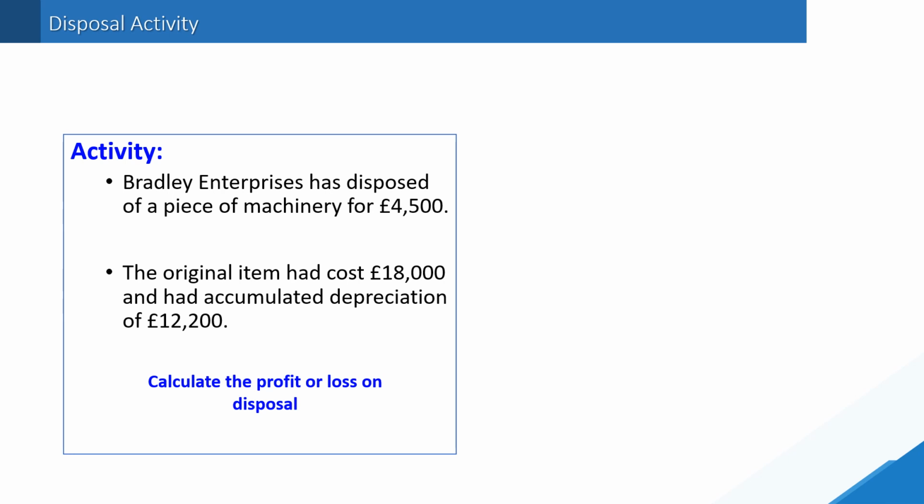And to do that, we'll follow the process that we saw on the previous slide. So we will look at the cost of the original item. We will deduct any accumulated depreciation, and that will arrive us at a figure for the net book value. We know the proceeds, so a comparison of the proceeds and the net book value will determine whether a profit or loss has been realised.